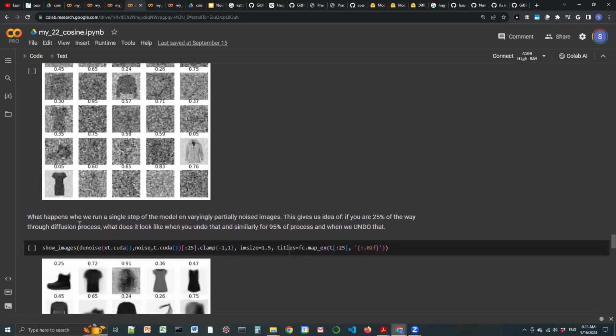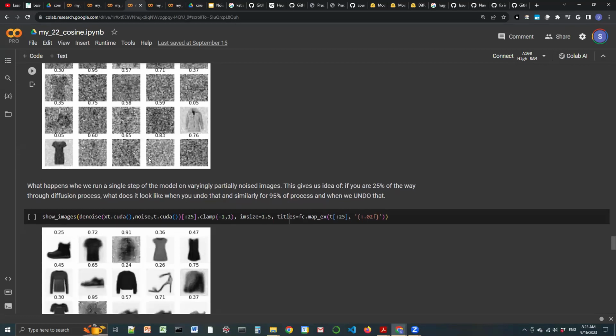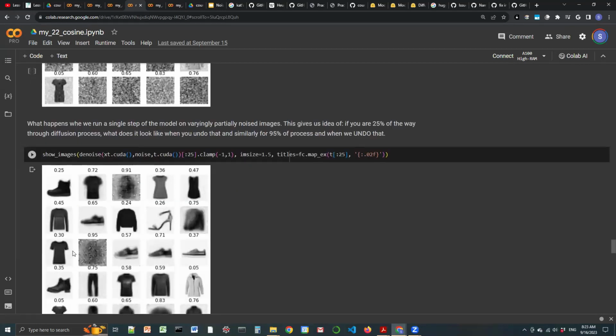Now, interestingly, what happens when you run a single step of the model on these varyingly partially noised images, right? What running a single step of the model on these images gives us is, if you are 25% of the way through the diffusion process, what does it look like when you undo that, right? And similarly for each of the percentages here. So then you just show the images, and this is what results.